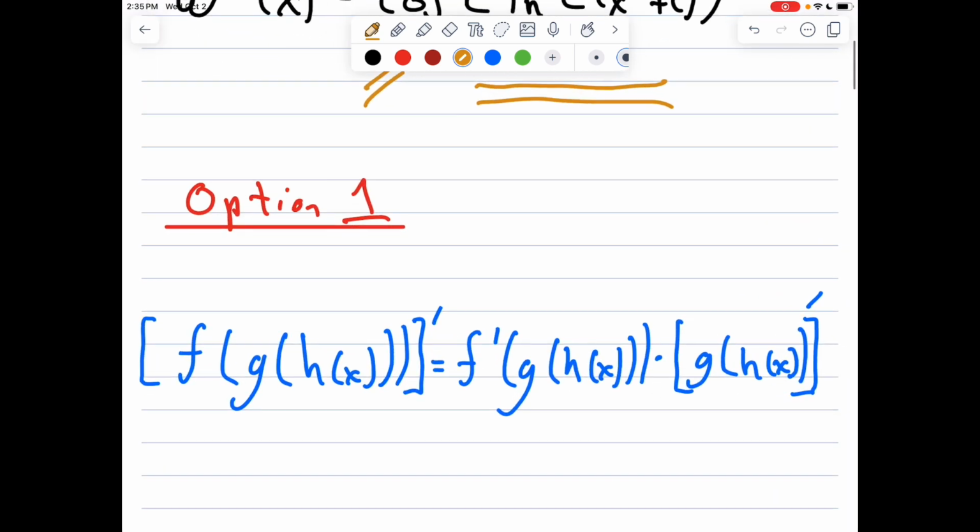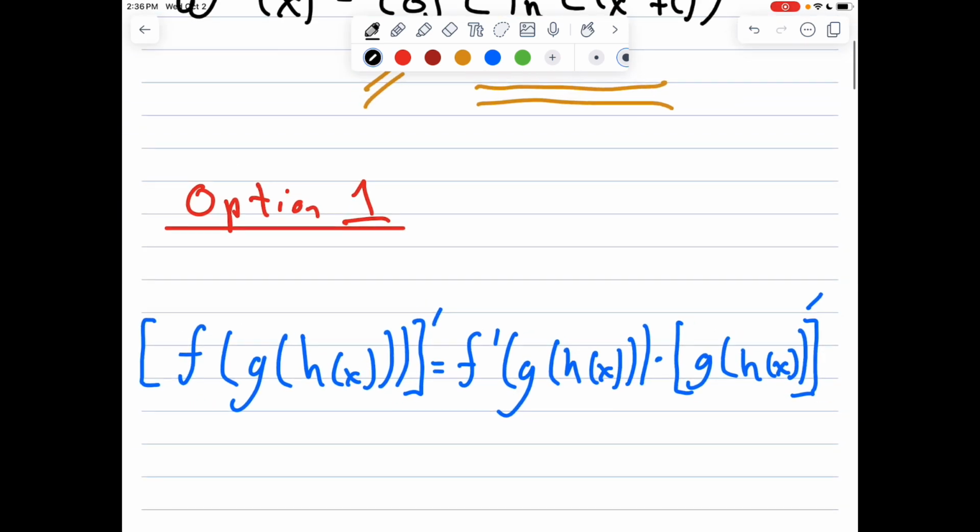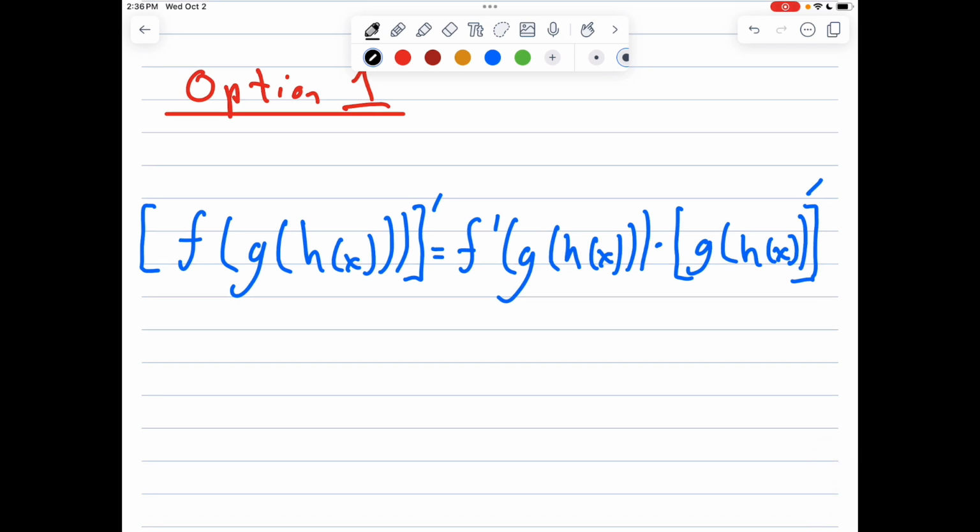So let me go with the first option. I wrote option 1, which says f of g of h of x all prime equals, and I'll get to that in a second. The first option relates to how we traditionally see the chain rule written out, which is a composition of functions f, g, h, whatever. I only wrote three functions here, but this could be 4, 5, whatever number of functions are composed. I'm going to concentrate on the actual chain rule and the way it looks in many classes.